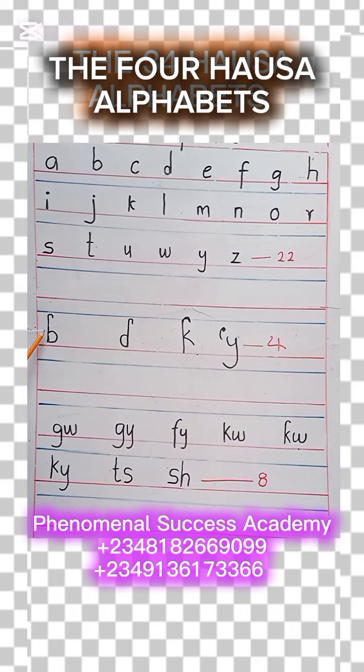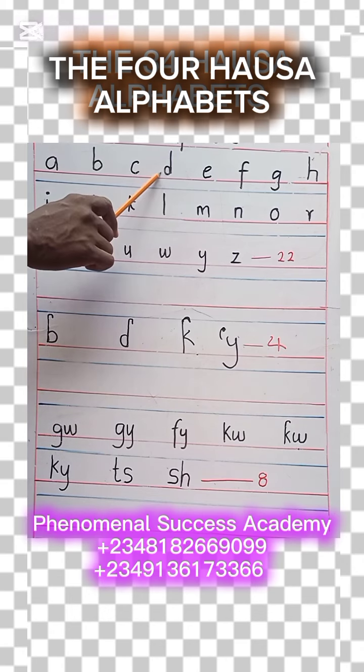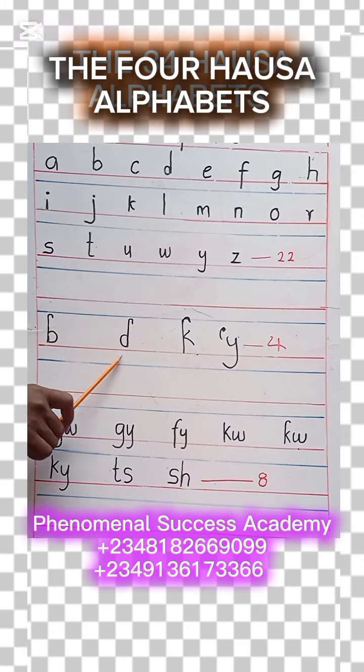Ba looks like ba. The only difference is that there is something on top of ba, while ba doesn't have anything on top. Da looks like da. The only difference is that da has this thing on top, while da doesn't have. Bambancin shine da tana da wannan abun a samanta, da kuma ba ta da shi.